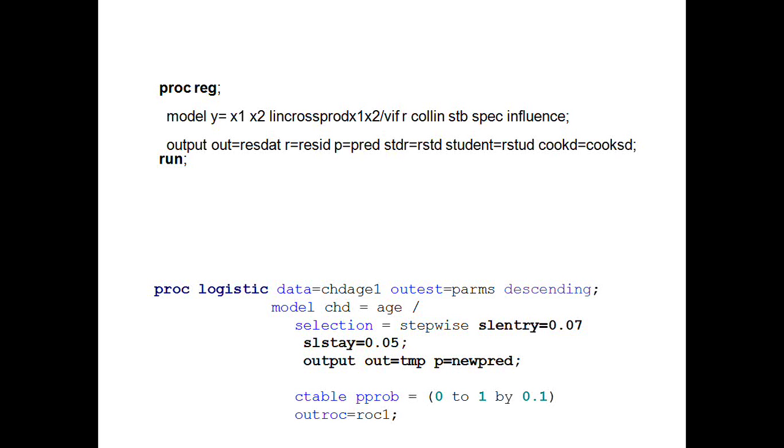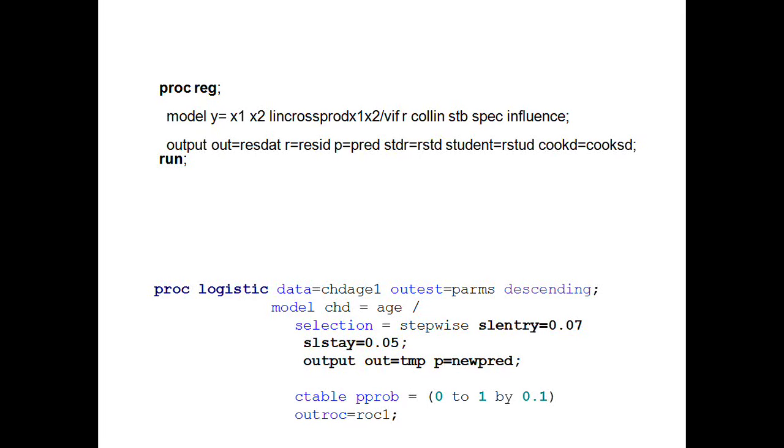OUTROC is the ROC output, as we discussed with the Lorenz curve kind of thing, so we can get the ROC curve and see how many bads we are capturing there. So basically we generate the Lorenz curve.